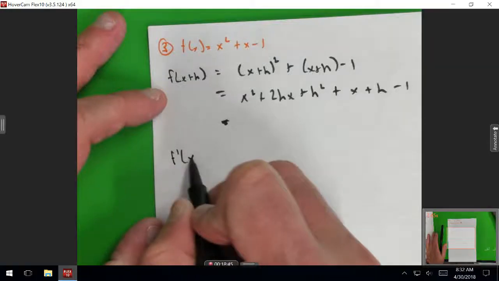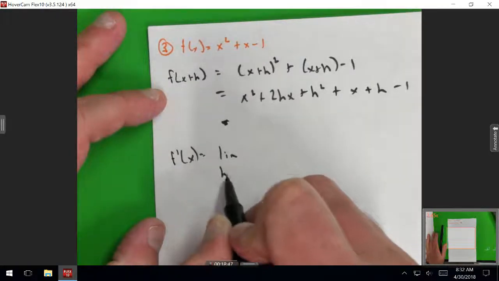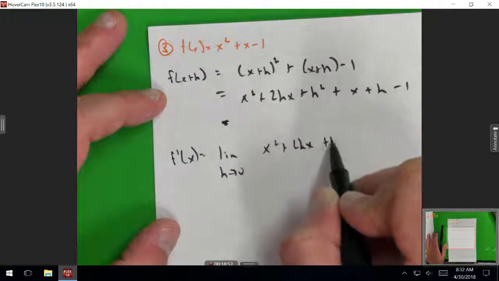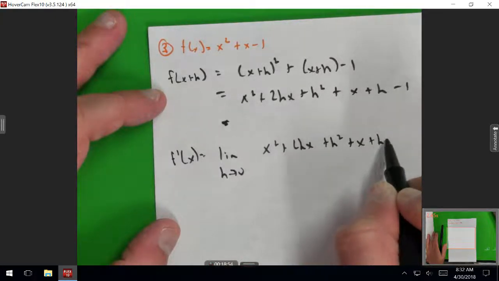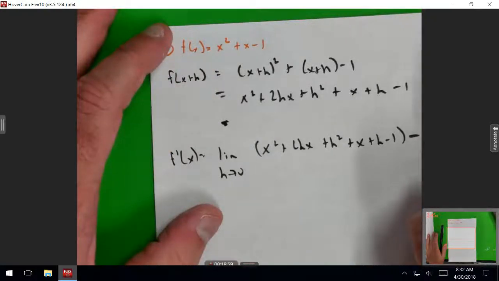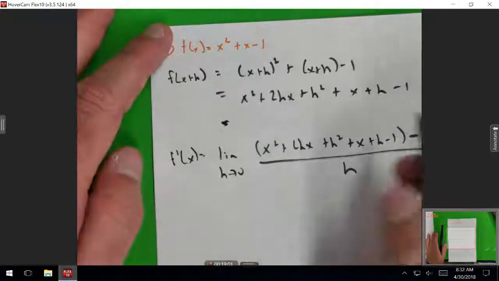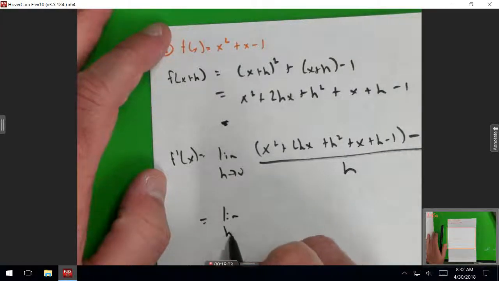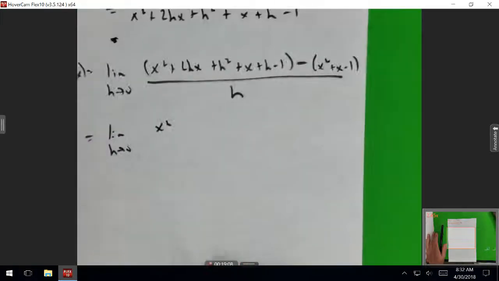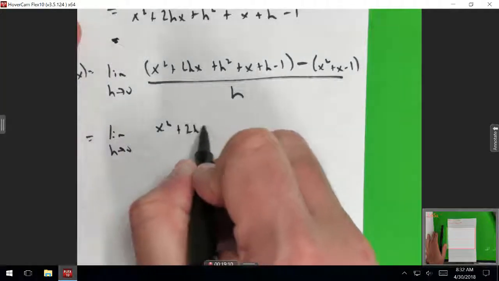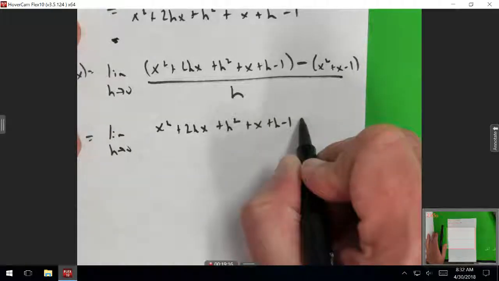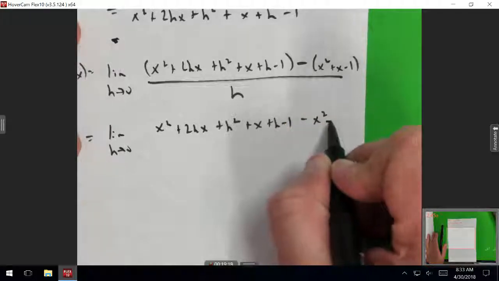Now, f prime of x equals the limit as h approaches 0 of x squared plus 2hx plus h squared plus x plus h minus 1 minus f of x, all over h. The limit as h approaches 0. I'm sorry: x squared plus 2hx plus h squared plus x plus h minus 1 minus x squared. That changes all the signs.